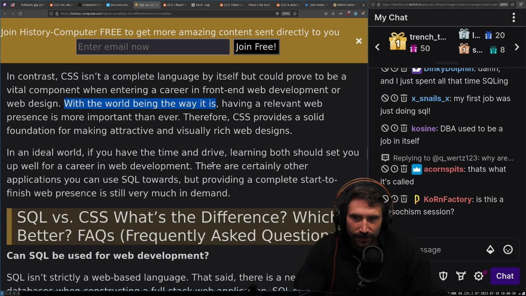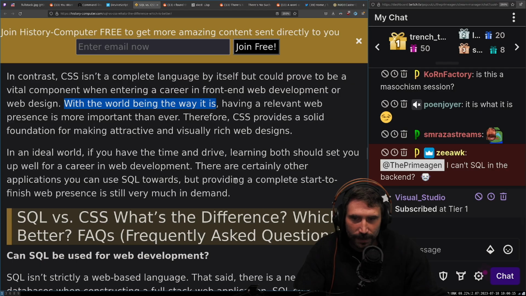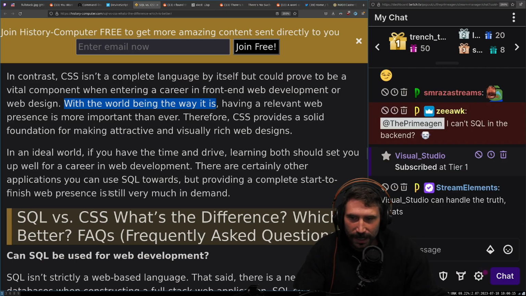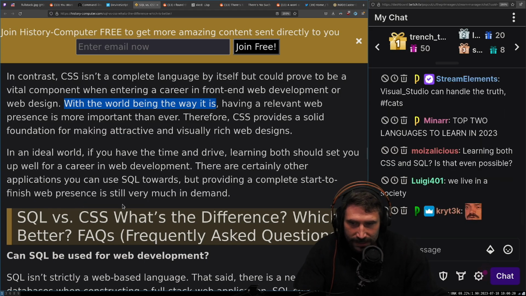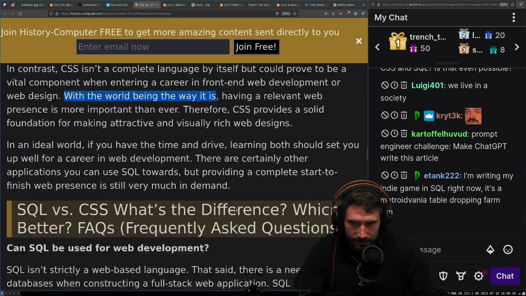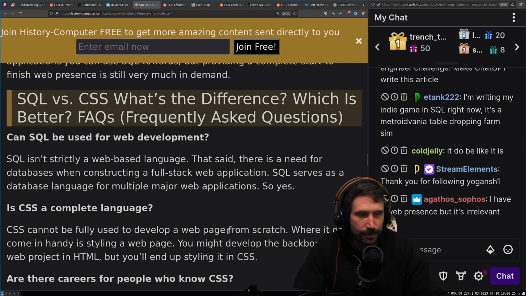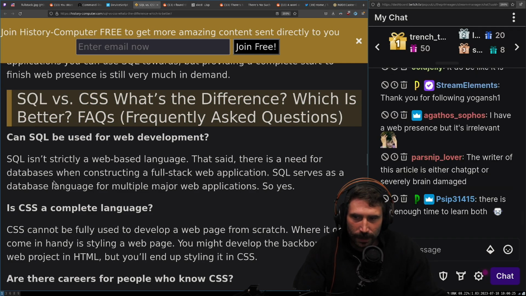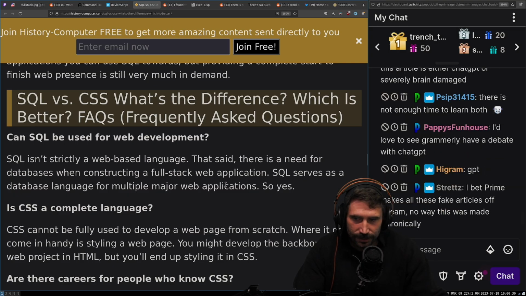In an ideal world, if you have time and drive, learning both should set you up well for a career in web development. There are certainly other applications you can use SQL towards, but providing a complete start-to-finish web presence is still much in demand. All right, so which one's better? Huh? Which one is better? Can SQL be used for web development? SQL isn't strictly a web-based language. That said, there is a need for databases when constructing full-stack applications.